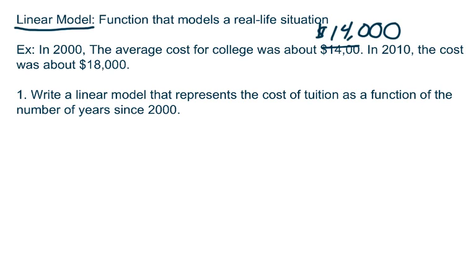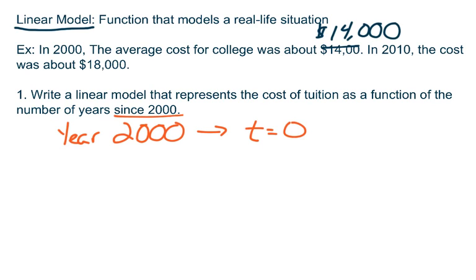Right? Question number one, write a linear model that represents the cost of tuition as a function of the number of years since 2000. We got a lot of things going on here. So let's start by identifying the year 2000. That's going to represent a time of 0, since it's talking about since 2000. Okay, so the year 2000 is going to be a time of 0.